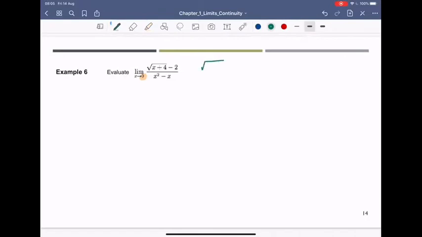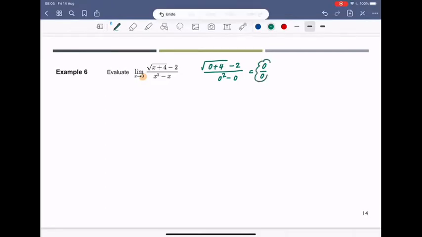And then this is going to be (square root of 0 plus 4, minus 2) over (0 squared minus 0). If you compute this, you're going to see, hey, this is 0 over 0, so it is not a real number. Just using limit laws does not make sense because your answer is going to be 0 over 0, and this is not a real number. So you have to do something else.